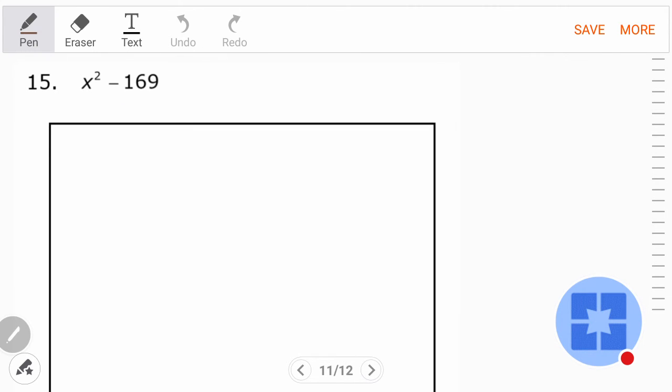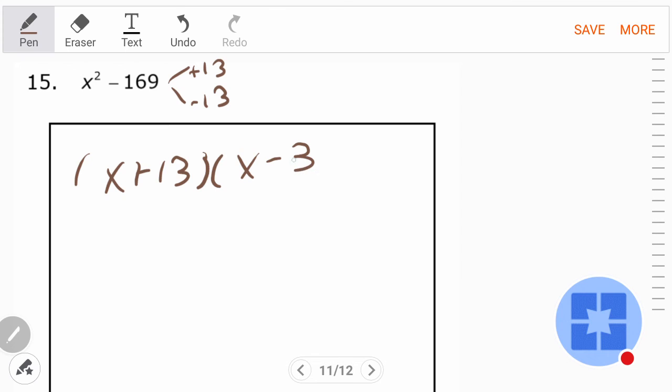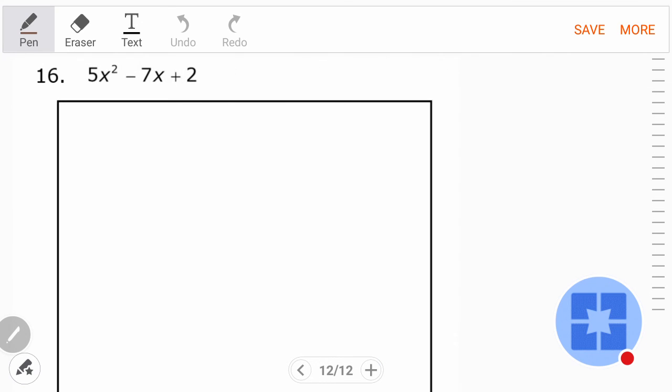Let's try 15. All right, so this is the difference of squares. 169 is 13 and 13, but it's got to be different, so plus and minus. So we'll go x plus 13, x minus 13. All right, and let's take a look at 16.